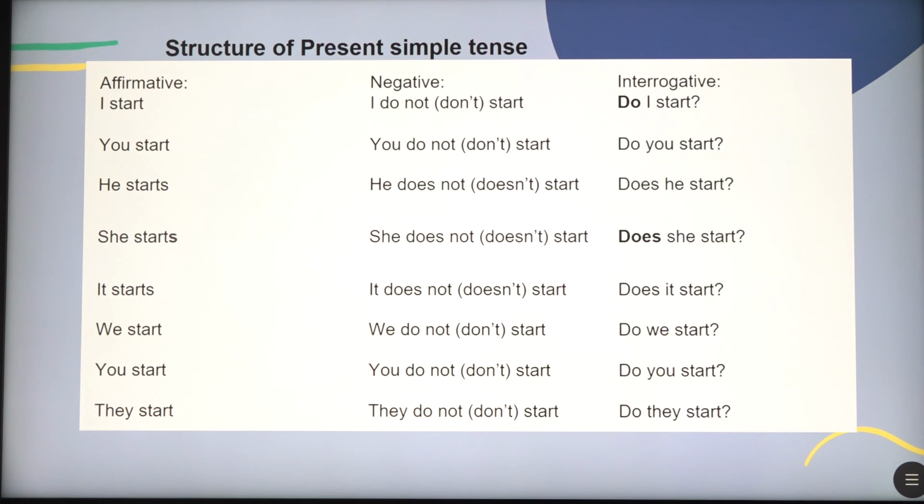The structure of present simple tense includes the bare form of the main verb. The main verb is always the same, but it changes its form in the third person singular. Therefore, we've got the ending s added to the main verb. In the affirmative, we've got, for example, I start, you start, he starts, she starts, and it starts.